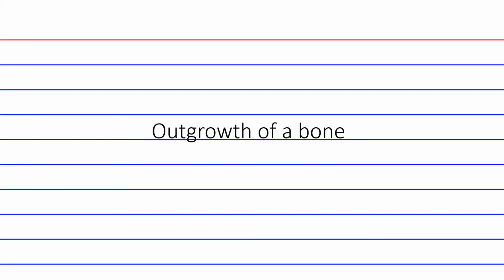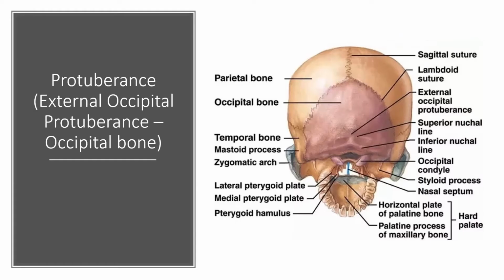This is an outgrowth of a bone. The answer is a protuberance. A good example of a protuberance is the external occipital protuberance at the very inferior side of the occipital bone.